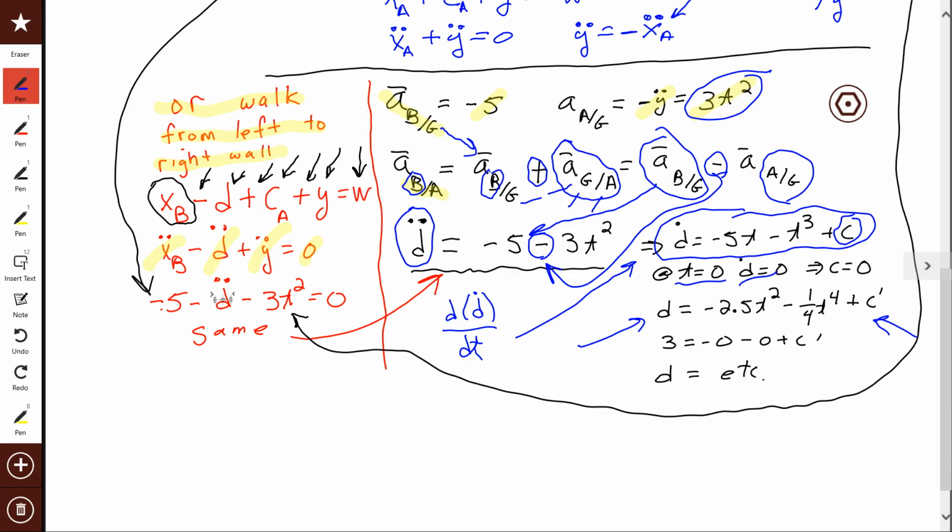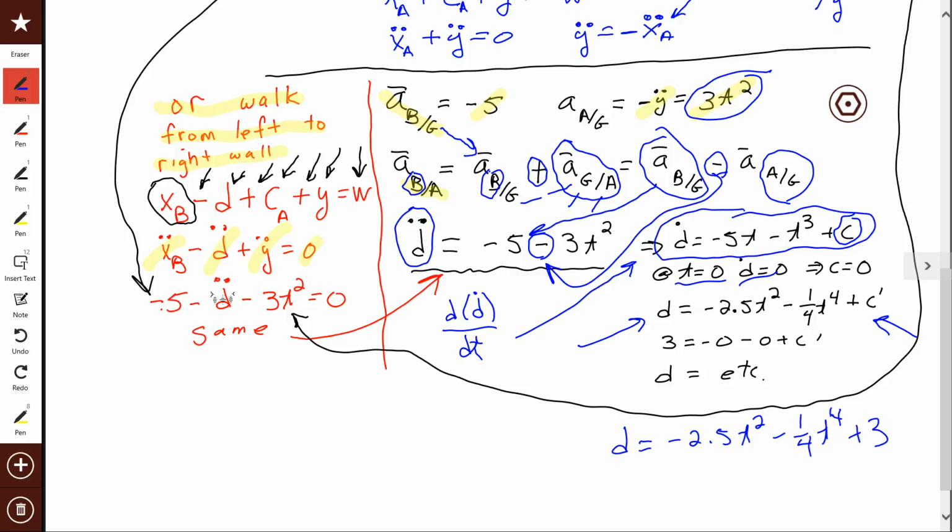This time I need a condition. Well, the condition is that d is equal to 3 when time equals 0. So I put in 3 for d, I put in 0 for t, I solve for c prime, boom, I get the c prime. So now that I have that, the final equation for d is d equals minus 2.5 t squared minus 1/4 t to the 4th plus 3.